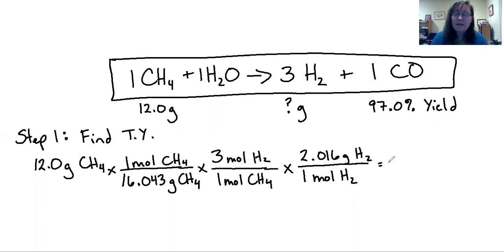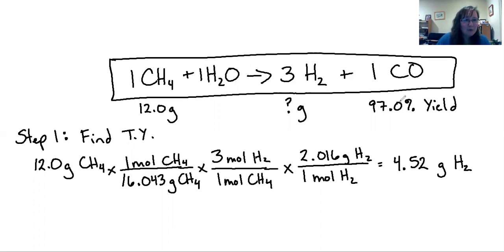Okay, 12 times 3 times 2.016 divided by 16.043. What this gives me, and I can have 3 significant figures, is 4.52 grams of hydrogen. This is my theoretical yield. It's what I expect to make from my stoichiometry.